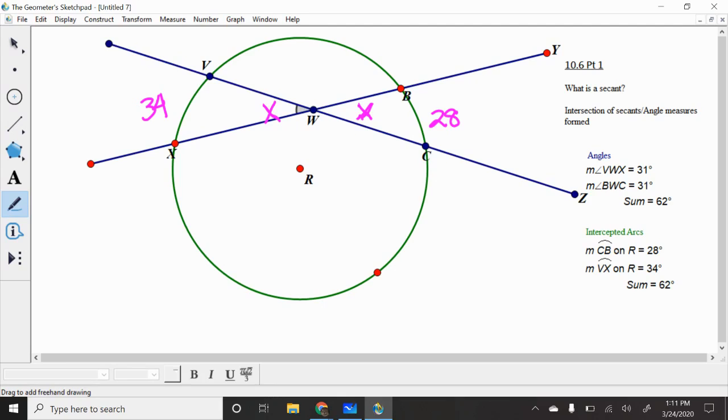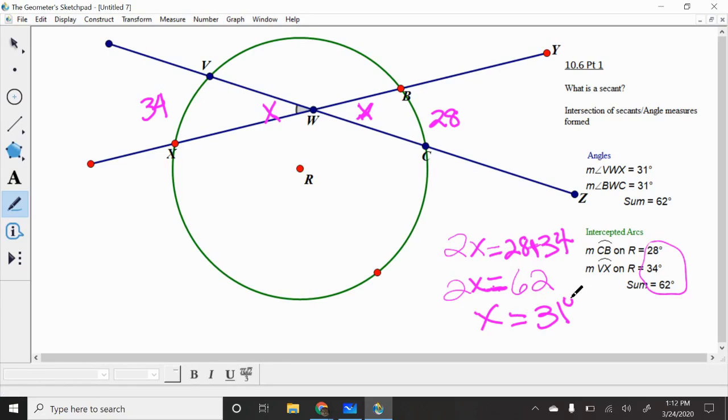Well, one way you can go about finding X is we know that the two X's add up to 28 plus 34. That should be a plus. 28 plus 34 is 62. 2x is equal to 62. And so therefore x is equal to 31. So what did we do here? We added these two angles together, right? And then we divided by 2.